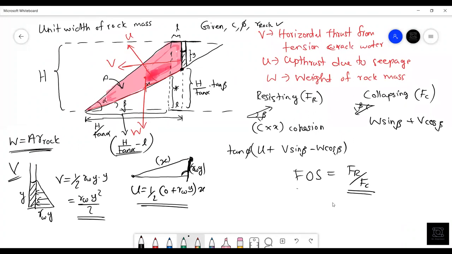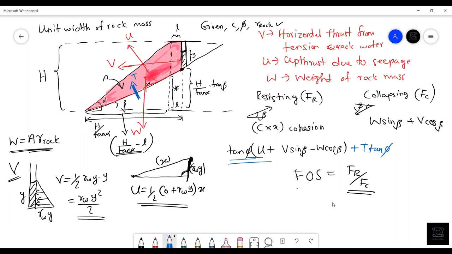So if you see our diagram, I'll draw it in a different color, let's say blue. The anchor bolts are provided here, like this. So this anchor bolt is provided such that it gives a force T, and it is perpendicular to the surface. So it does not contribute to collapsing, but it contributes to the frictional part, because the reaction would increase. So here we have to add another part within the bracket, that means plus T into tan phi. So this increases the reaction, so there is a higher frictional force.